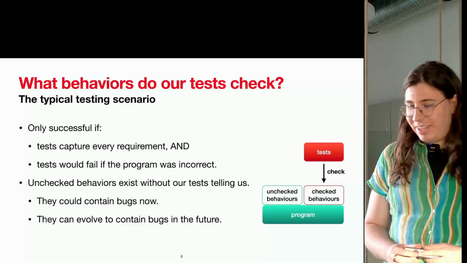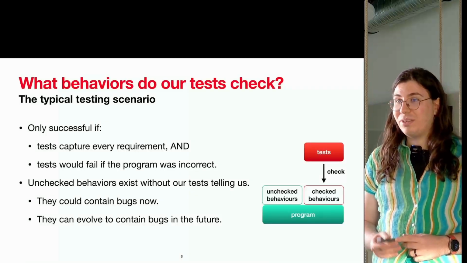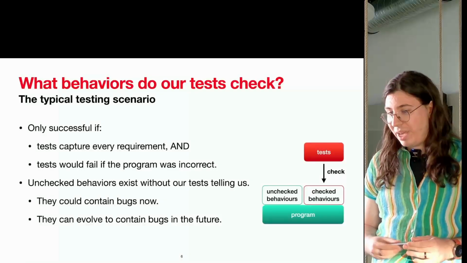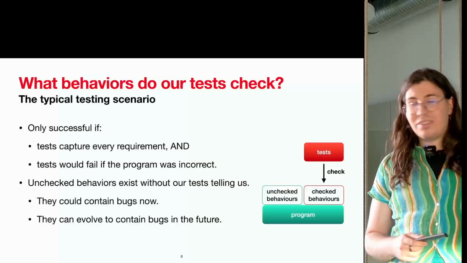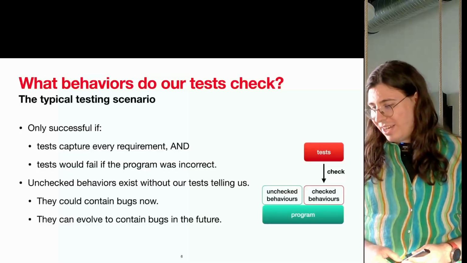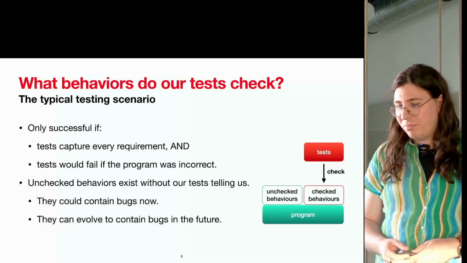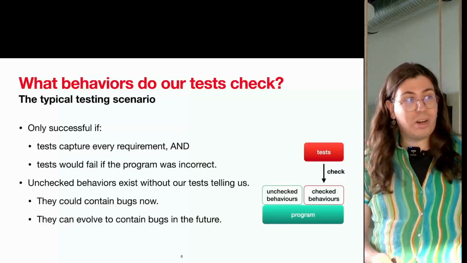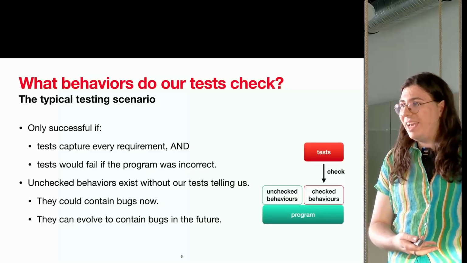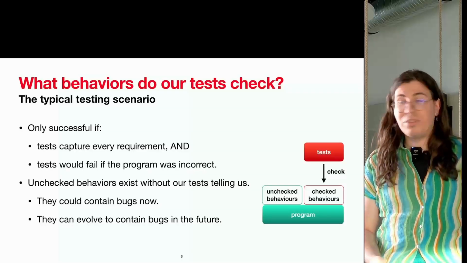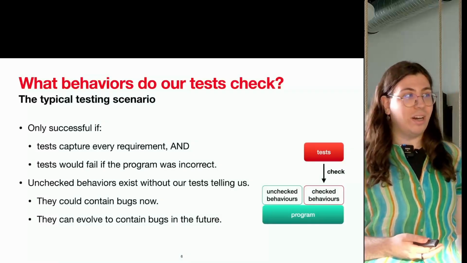So to improve our testing and with it our chances of catching bugs, we ultimately have to figure out what behaviors of the program our tests do not cover. In that typical testing scenario on the right, we can see we run the tests against the program to check it. And as part of that, the test looks at the checked behaviors. That's what the tests capture. But there are also unchecked behaviors in the program that our tests simply do not cover at the moment.